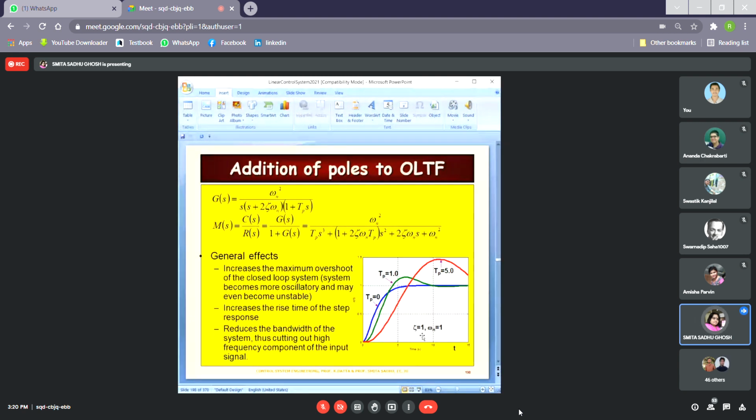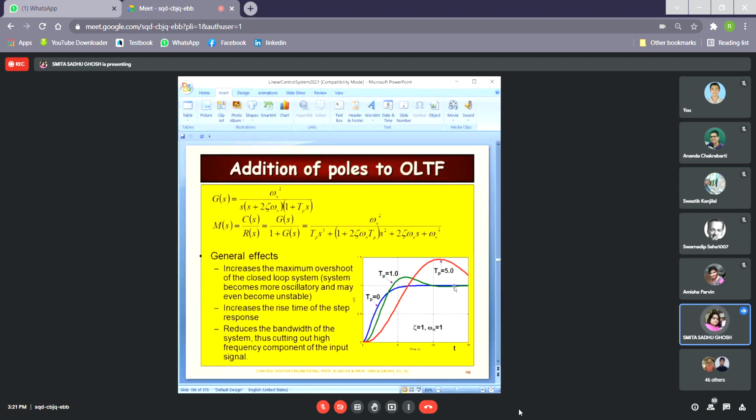So zeta equal to 1 means what? What is the damping like? It is going to be a critically damped system. So the response would be critically damped if the pole were not added. Tp equal to 0 means the original second order system is what we had. That response is shown by the blue plot over here, and you can see that it is a critically damped system response, right?